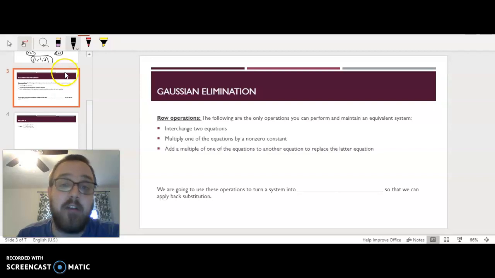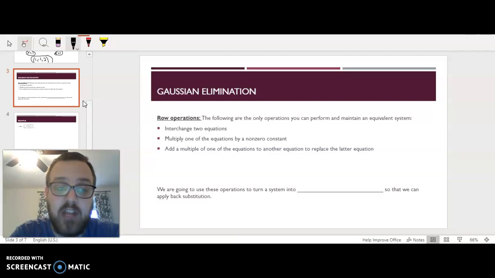So a guy named Gauss, which you might recognize from somebody we talked about previously, came up with a way to do elimination to get the system down to something you can back substitute. He called these the row operations: things you're allowed to do to simplify your equations and make them back substitution worthy. Here are the three rules that you're allowed to do.